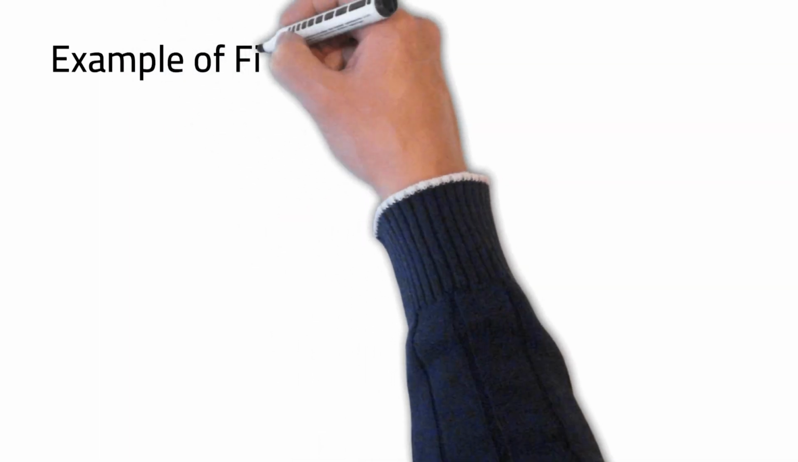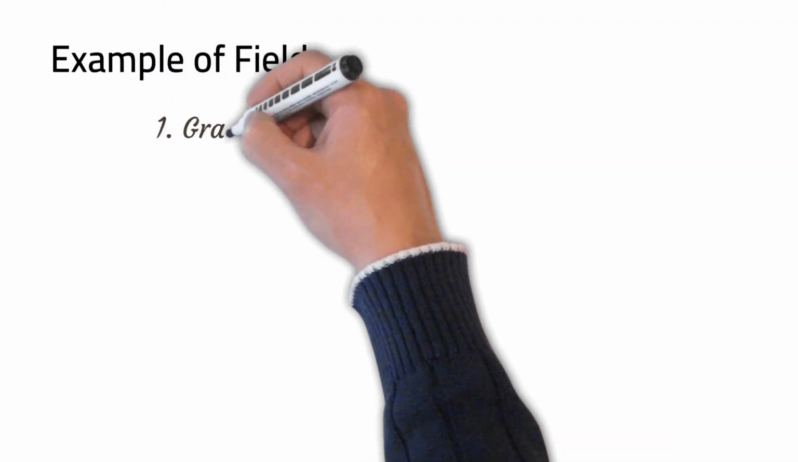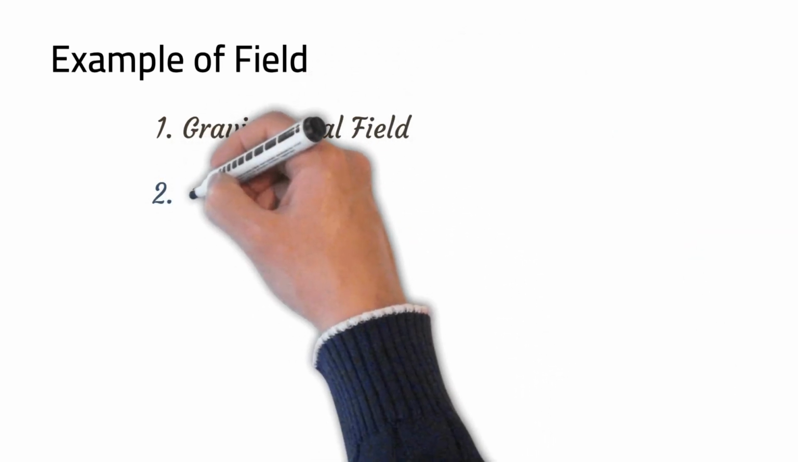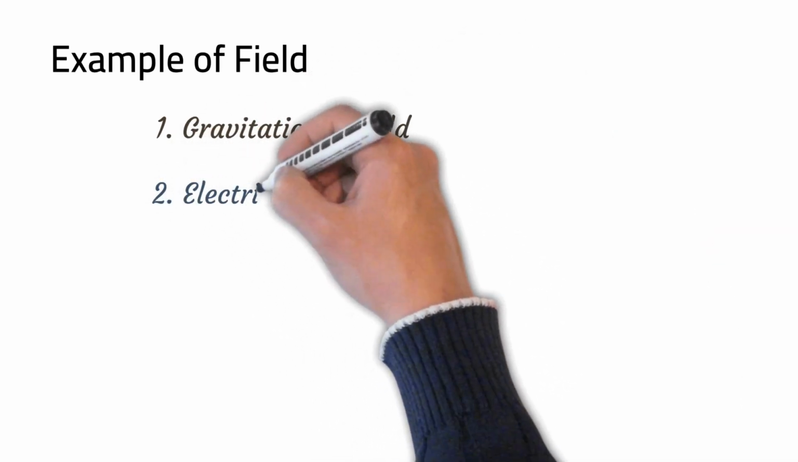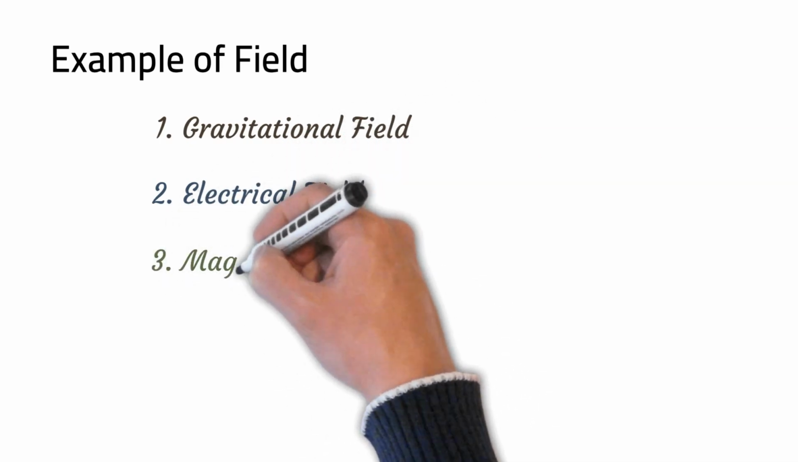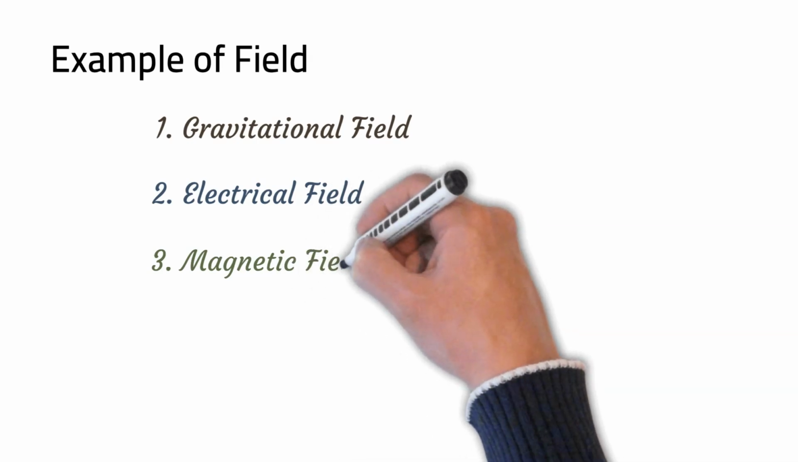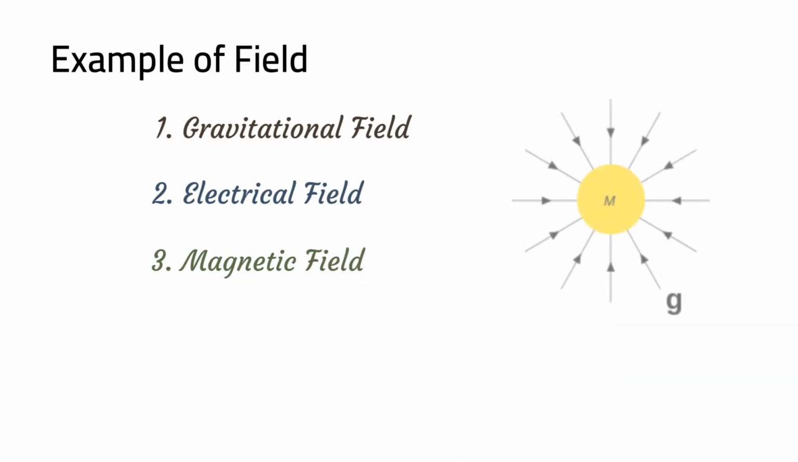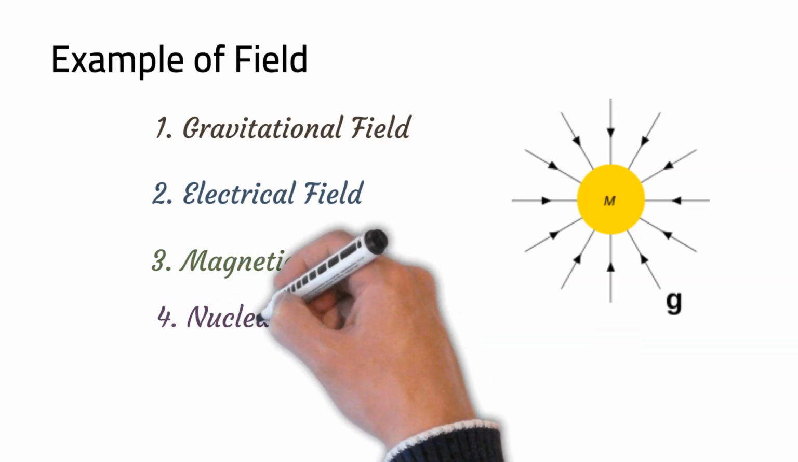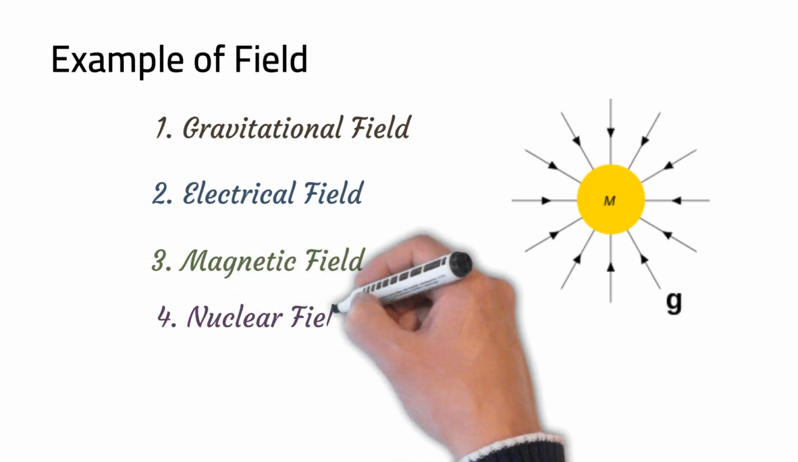Examples of field: we have the gravitational field, the electrical field, number three, the magnetic field, right? And then finally, we have a nuclear field.